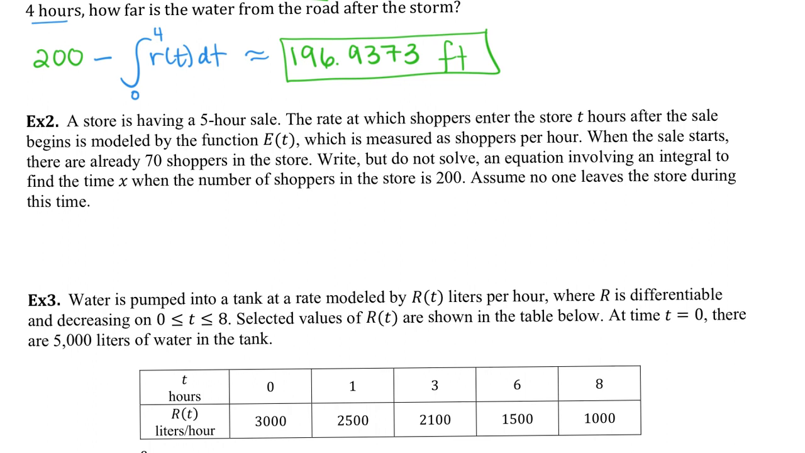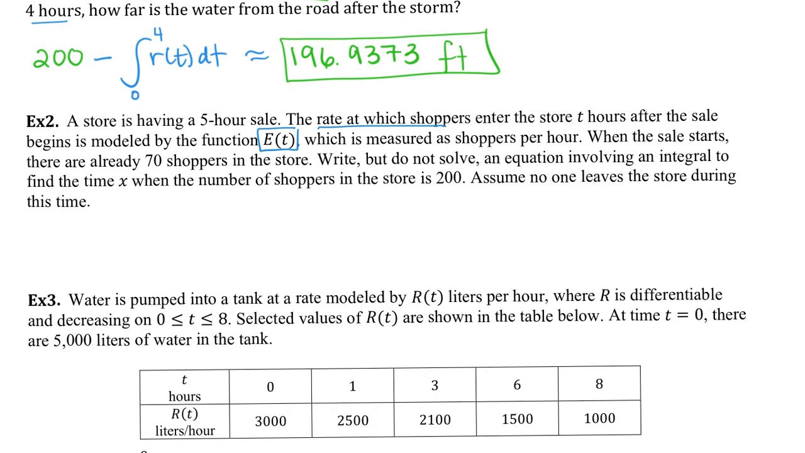Example 2. A store is having a 5-hour sale. The rate at which the shoppers enter the store after the sale begins is modeled by the function E of t. So E of t is a rate because they told me it's the rate at which the shoppers are entering. It's measured in shoppers per hour. When the sale starts, there are already 70 shoppers in the store. Do not solve an equation involving an integral to find the time x when the number of shoppers in the store is 200. Assume no one leaves the store during this time.